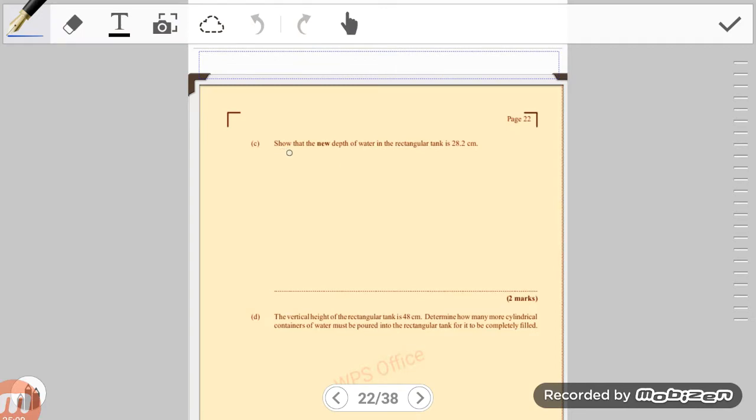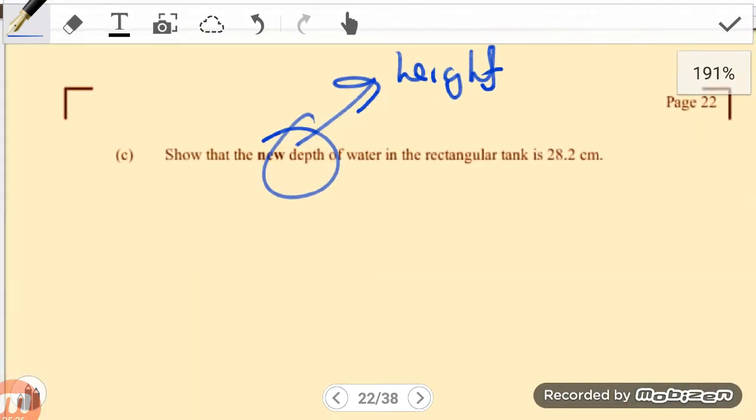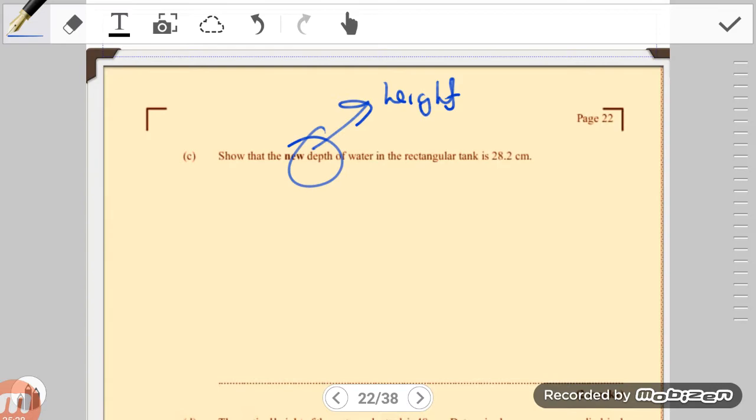Now we have to show that the new depth, I remember earlier we said that the depth is referring to the height of the water. Alright, the depth is the height of the water, not the height of the container. So show that the new depth, new is highlighted, of the water in the rectangular tank is 28.2 centimeters. Now there could be a couple of ways to do this, but I'm just going to stick with the one that jumps out at me most.